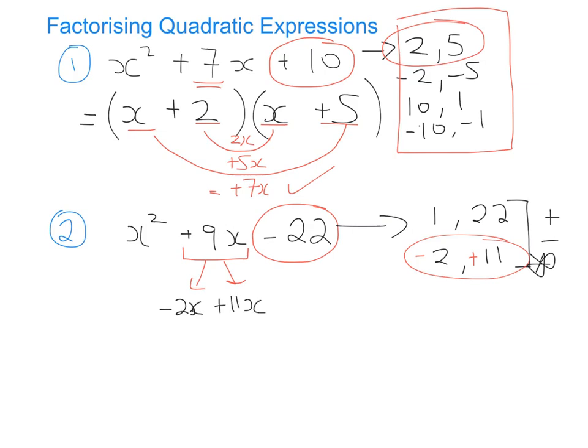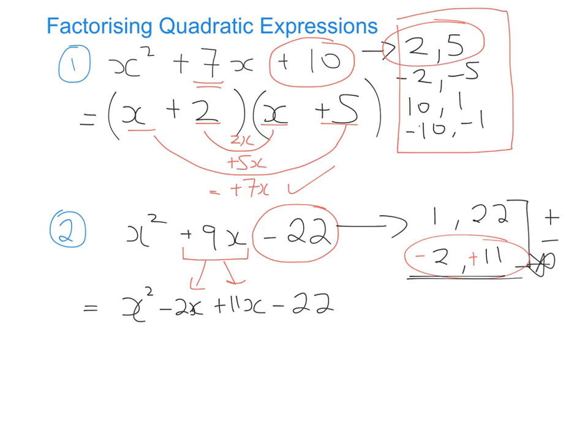So I'm literally just using the two numbers that we decided would work to give me plus 9x, and we are re-representing 9x in terms of those two algebraic terms. So then I'm just going to rewrite everything else that's to the left and the right hand side. So I'm just going to write down my x squared and I'm going to write down my minus 22. And now this is a gang of 4 grouping question.